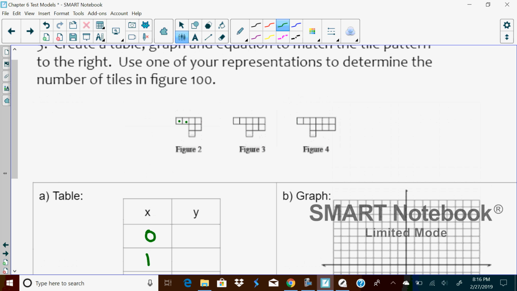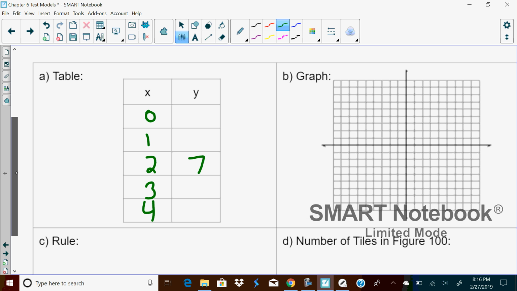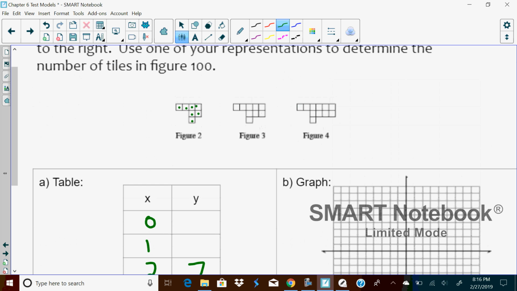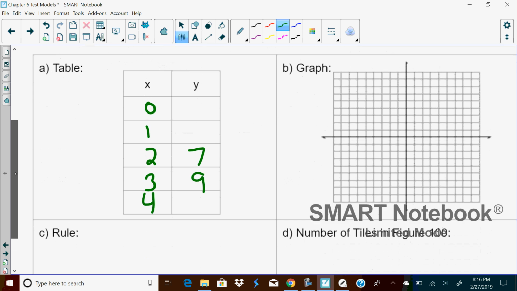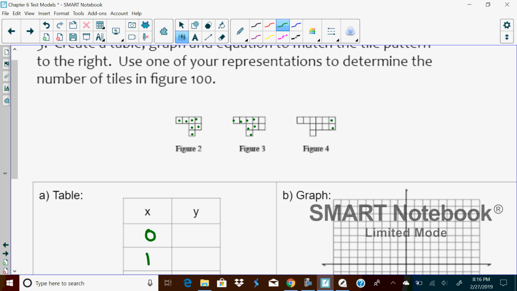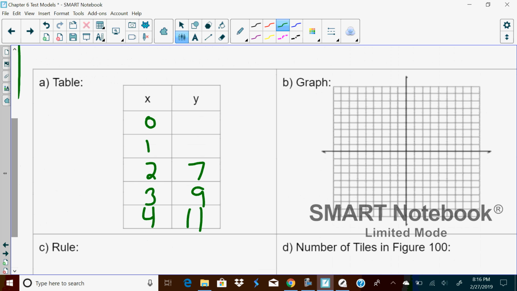So there are 1, 2, 3, 4, 5, 6, 7 in figure 2. So then in figure 3, I have 2 more. So that means there's 9 in figure 3. In figure 4, there are 2 more, which means there is 11 in figure 4. So that means I'm going up by 2 each time. So I can go down by 2. So 5 is in figure 1. And then 3.